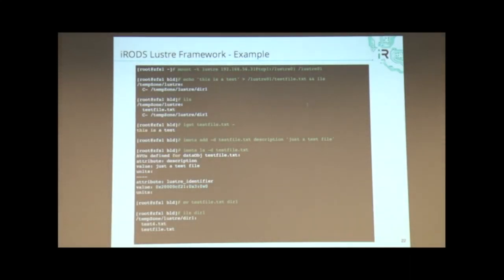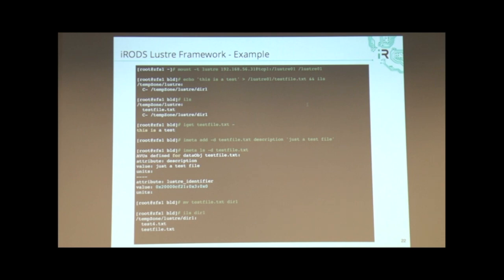So here's a quick example of using the connector. First, I showed just mounting the Lustre file system on the server that has the connector. The iRODS server that has the resource defined for those Lustre files also has to have the same mount point on it. So if those aren't the same server, you have to have the mount point on both the one resource, not all the resources, and the server that has the connector running.